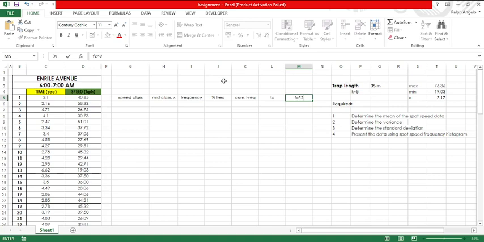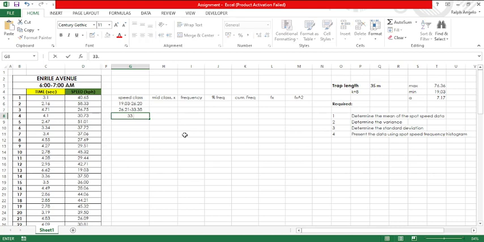There we have it. For your speed class, the first thing is to input your minimum speed. So 19.03 up to, using your calculator, 19.03, then we add 7.17. Then we'll have 26.20. And then the second one is from 26.21 to 26.21 plus the value 7.17, you'll have 33.38.